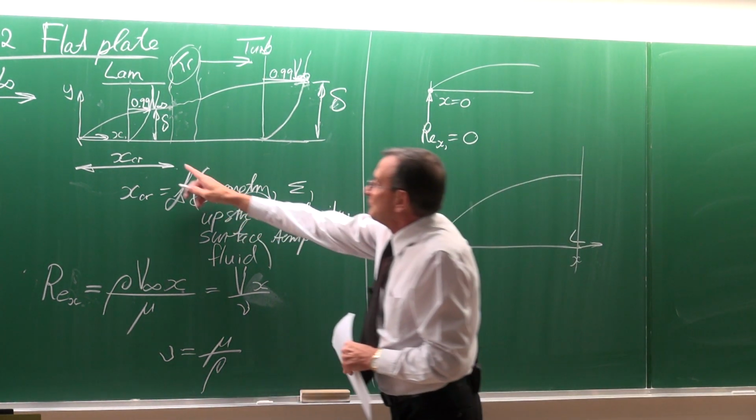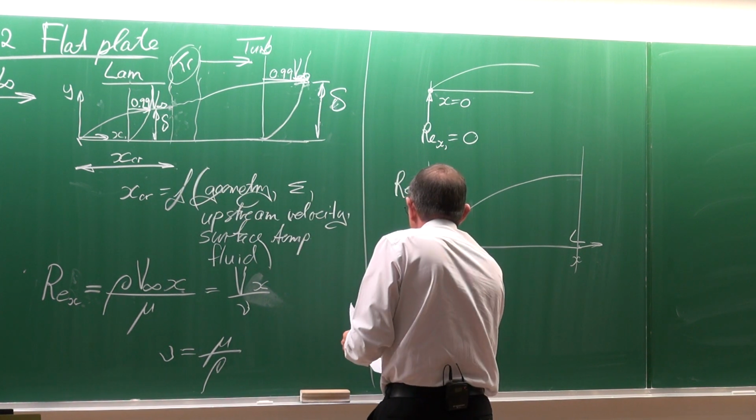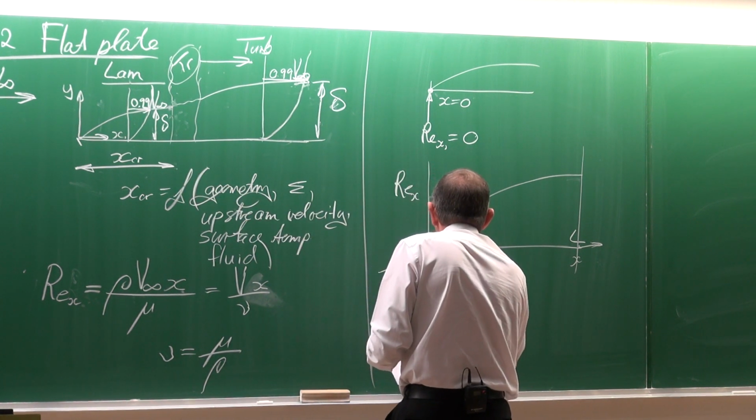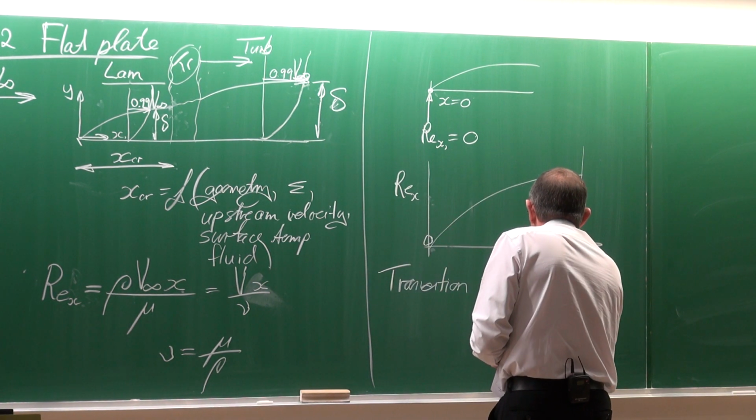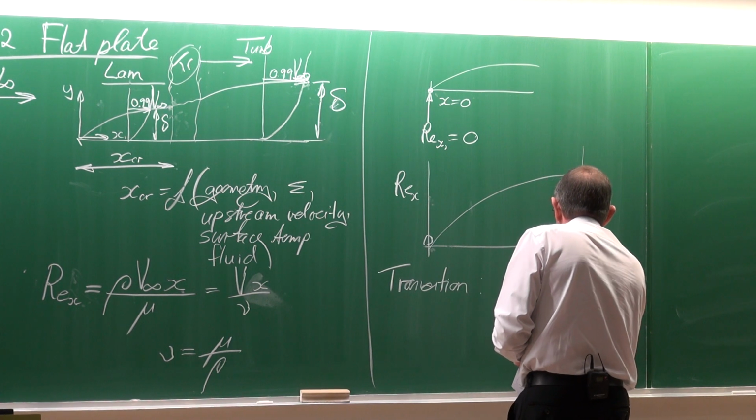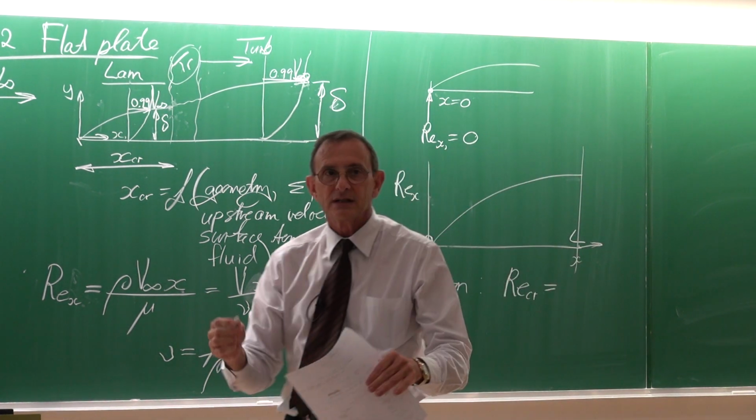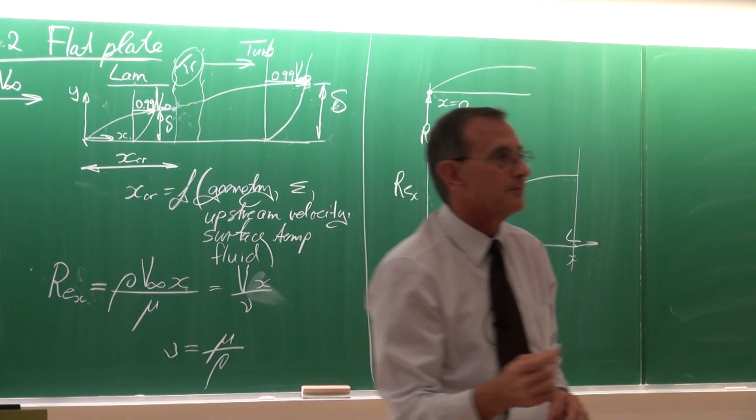Now, this point of transition is a very important point to know about. And for a flat plate, when would the transition occur? At what Reynolds number? Anybody that can tell me? How much?